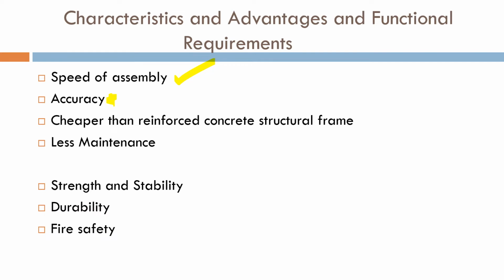All you need is a skilled person who knows how to construct a structural member with steel, and there is less maintenance. Once you have done what you need to do to prevent rusting and weathering, it is good to go for a longer time than a reinforced concrete structure. Now, the functional requirements of a steel structure are strength and stability, durability, and fire safety. All these things are worked out beforehand before you start building a structure in steel.